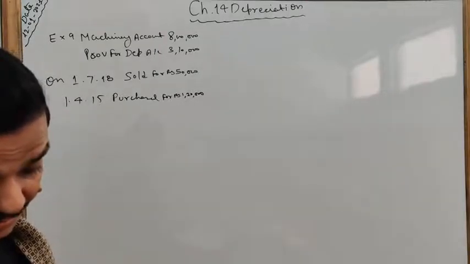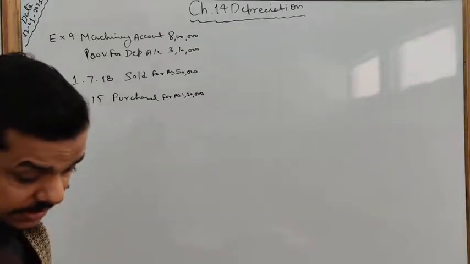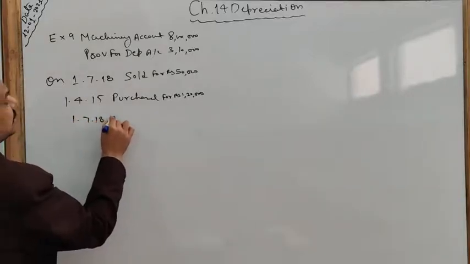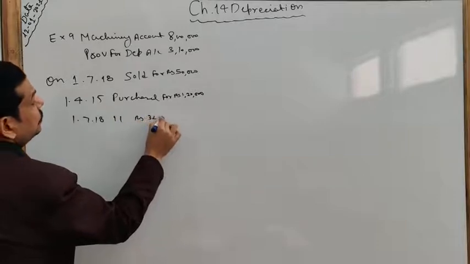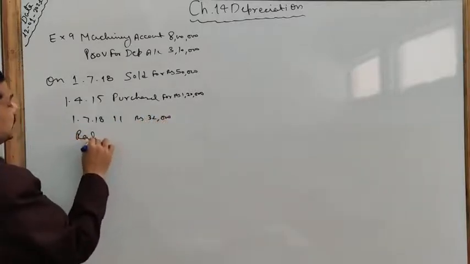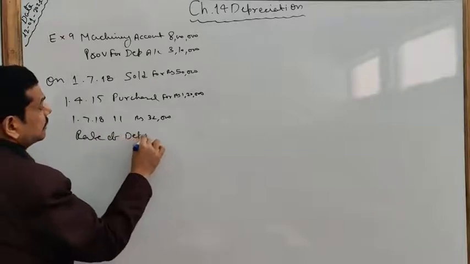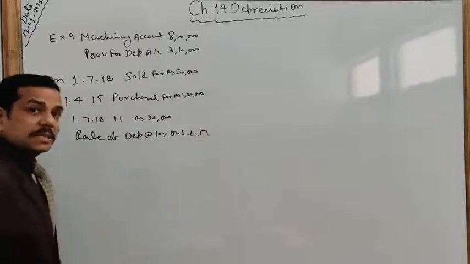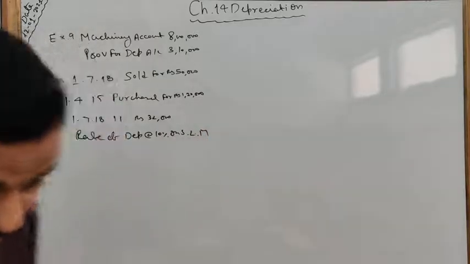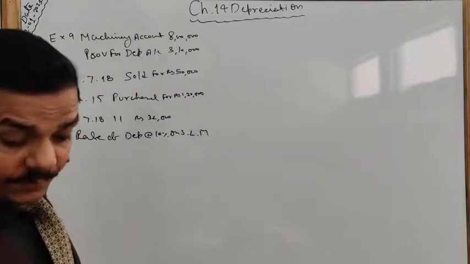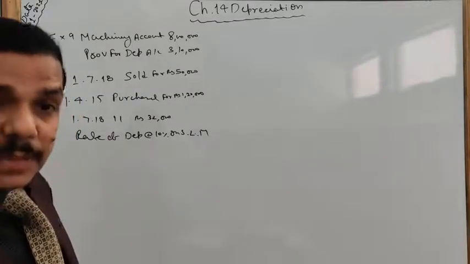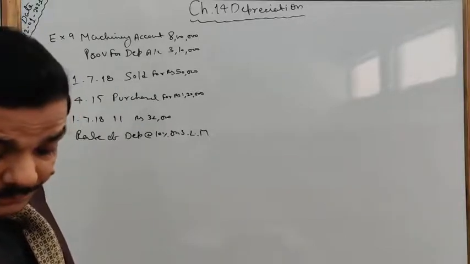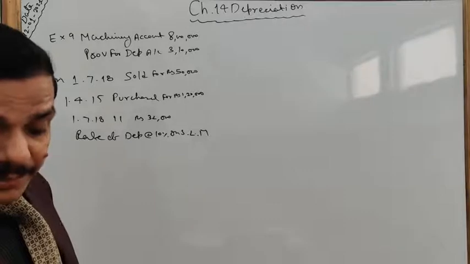And on the same date, another machinery was purchased for 32,000. And on 1/7/18, another machinery is purchased for rupees 32,000. Rate of depreciation is 10% on SLM. This means straight line method or original cost method. And the firm closes books on 31st March every year. Prepare machinery account and provision for depreciation account for the year ended 2019 and pass journal entry for the sale of machine.